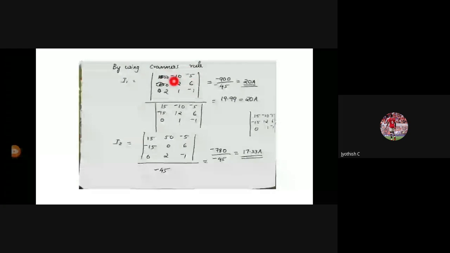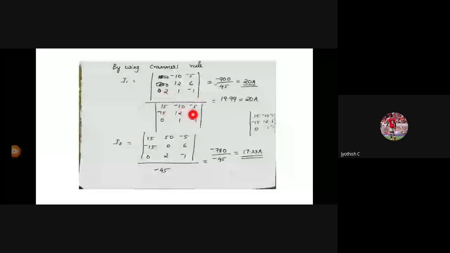So first we are taking 50 into determinant 12, 6, 1 minus 1. Next sign is minus, and then minus 10 into determinant 0, 6, 2 minus 1. Next term is plus, then minus 5 into determinant 0, 12, 2, 1. Actually, we are eliminating the row and column corresponding to this element, okay? So that is the method to determine the value of the numerator. Next, similarly, you can find the denominator.